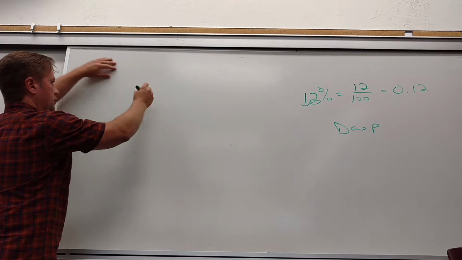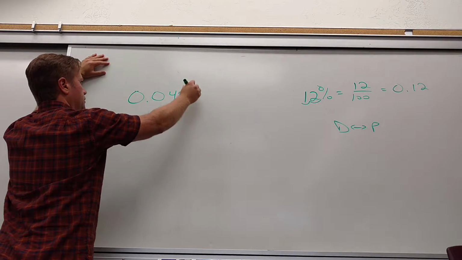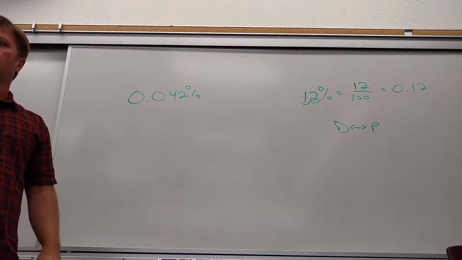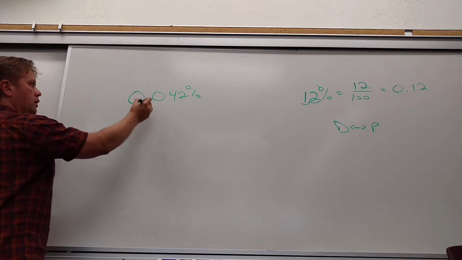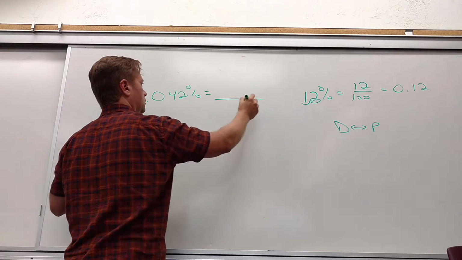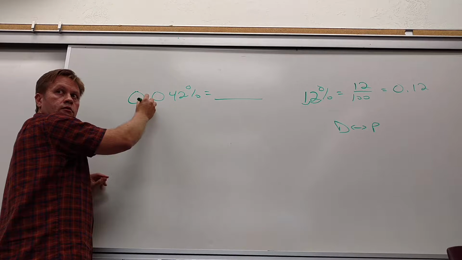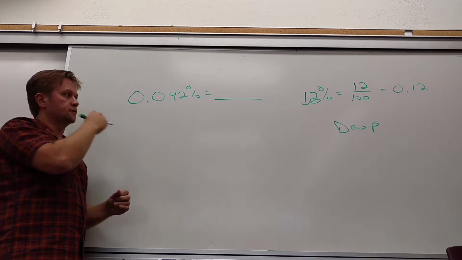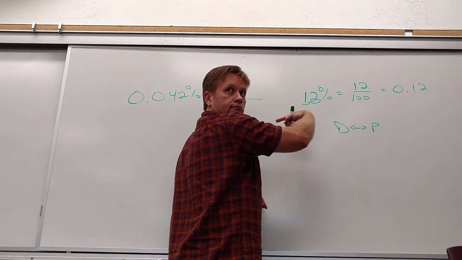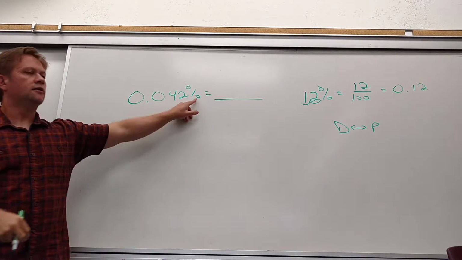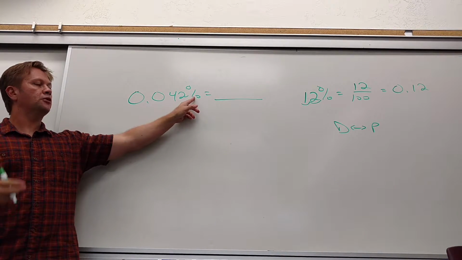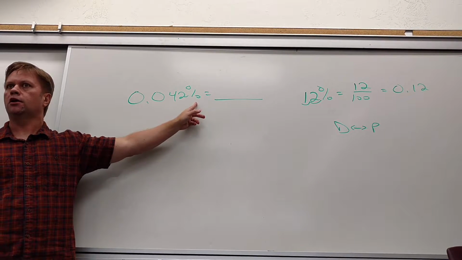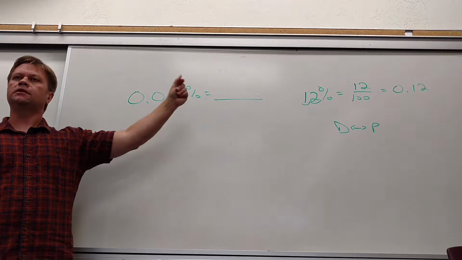So if my percentage was 0.042%, I want to be really careful. You don't move it to another spot, you move it twice. Which way am I going to move it to go to a decimal? That way. I desperately want you guys to realize this. If I have a percent symbol, that means I haven't divided by 100 yet, because that symbol means divide by 100. So if I take that symbol away, that means I'm dividing by 100.